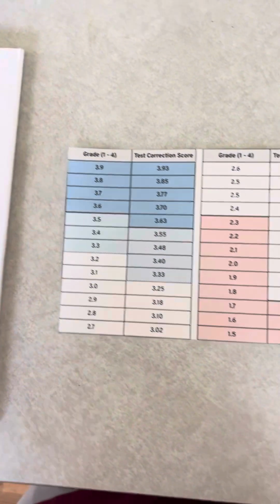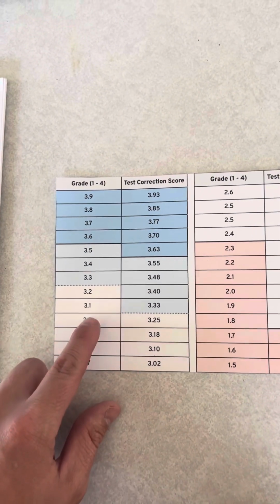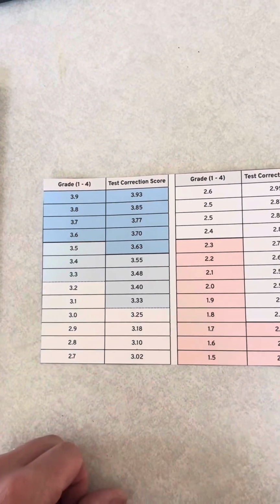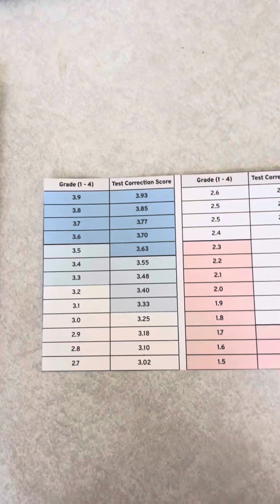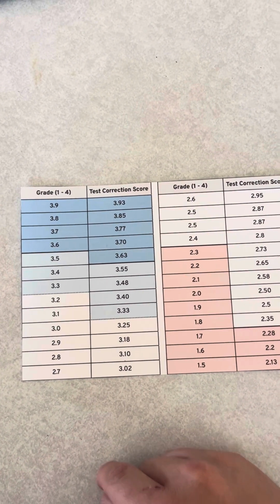So if they turn their correction in to me, it has to be entirely done, and I'll say, all right, on your test you got a 3, I'm going to bump your score to a 3.25. So it's a quick grade adjustment. I don't have to go in and add points. I just go on their grade, and I literally just put in 3.25. I re-enter the score, right?